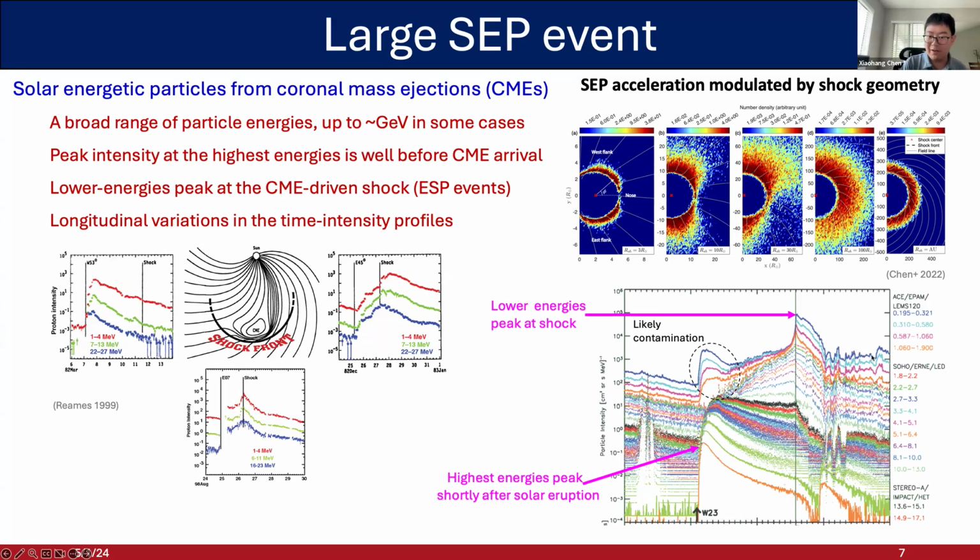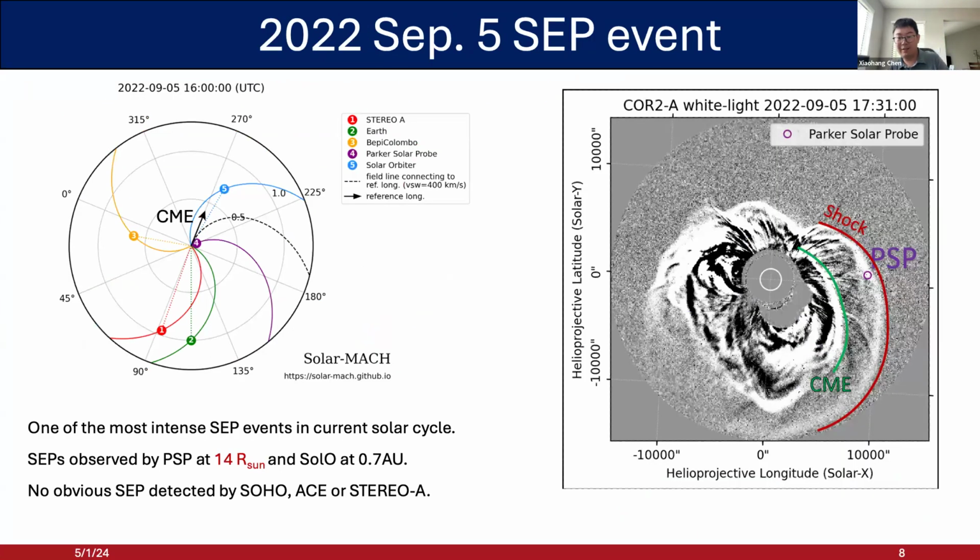But in the Liberty event, we see something really different from the PSP observations, and we believe it can expand or potentially improve our understanding of the diffusive shock acceleration theory. For this event, the black arrow shows the eruption direction of this CME, and the Parker Solar Probe is located really close to the Sun, about at its perihelion. PSP is at about 14 solar radii. It's the closest SEP event we have ever seen.